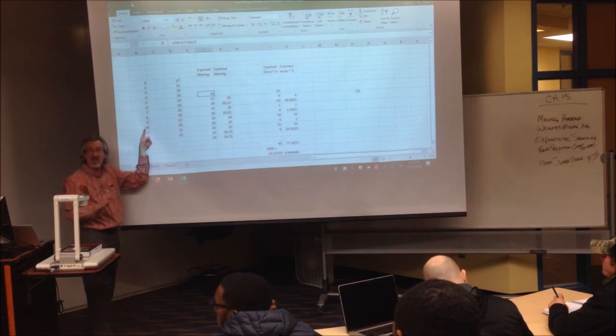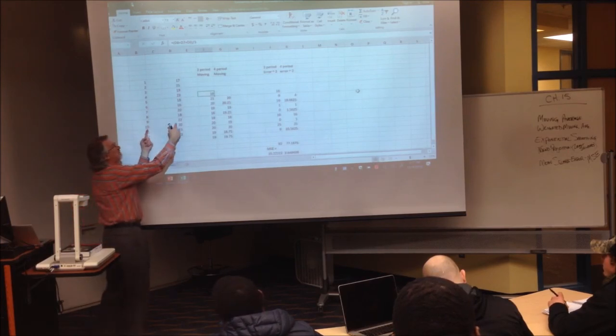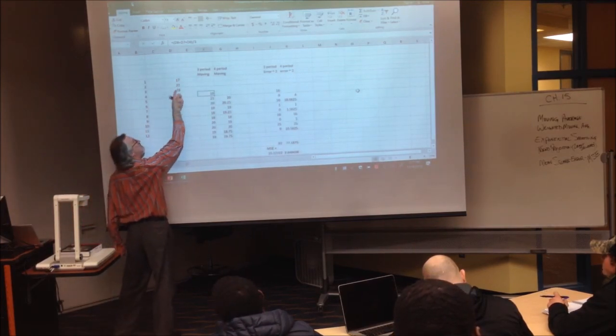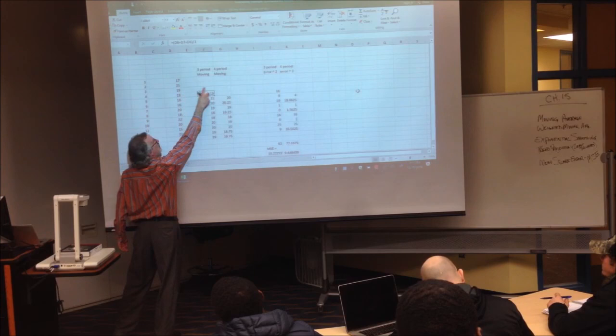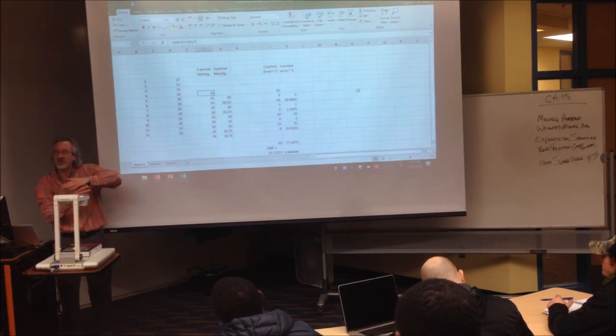The most common mistake, with a 3-period or 4-period moving average, is that a lot of people think 17 plus 21 plus 19 divided by 3 is the forecast for where you left off, and it's not. It's for the following period.